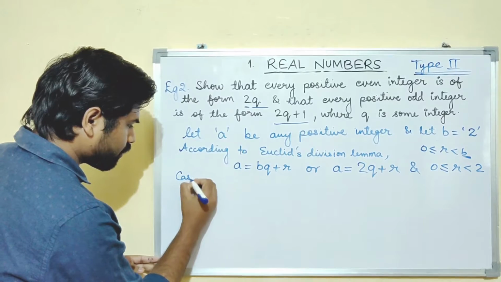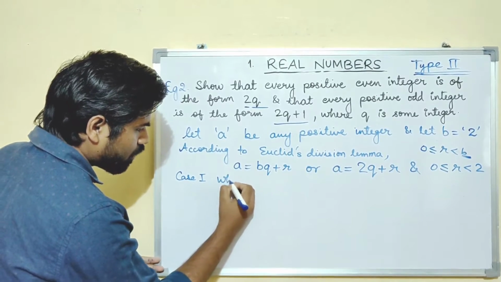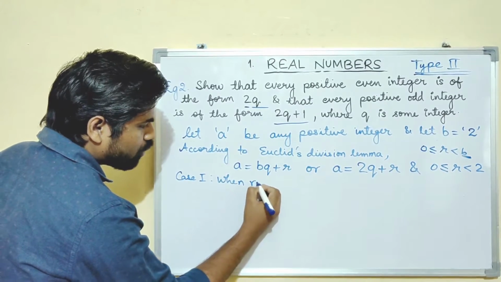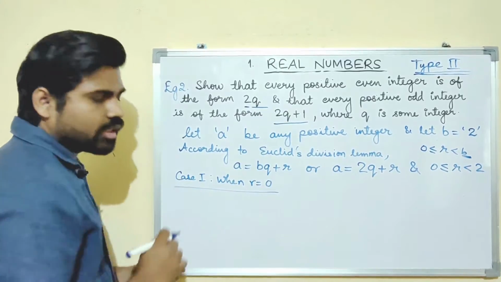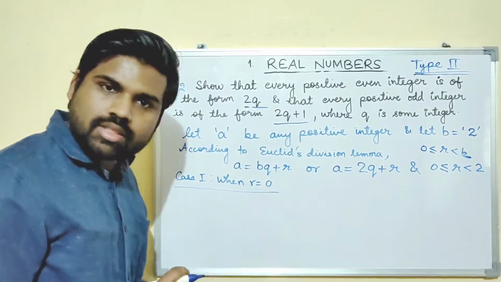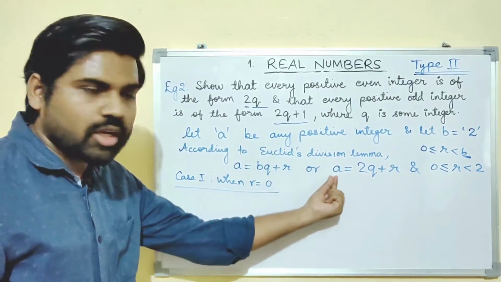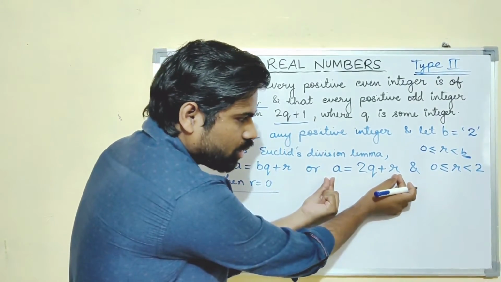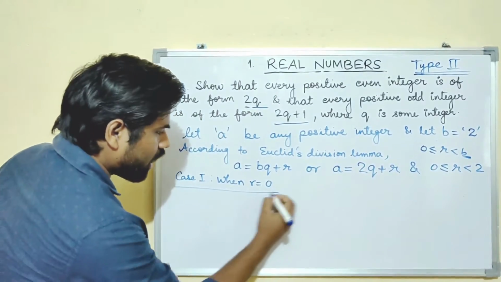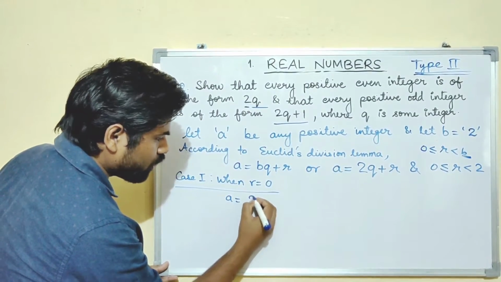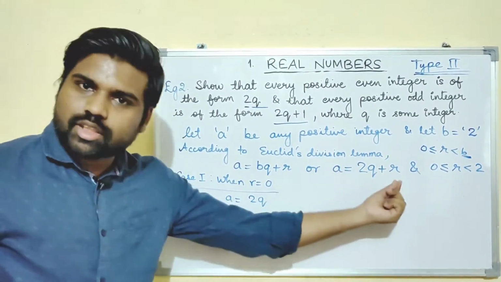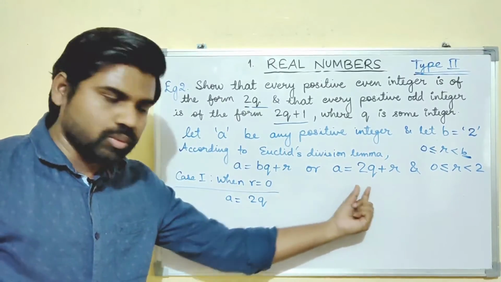Case first, when r equals 0. This is your case first, when the remainder is 0. Now what happens when r is 0? What will be the value of a? Put r equal to 0 here. You will get a equals 2q, right? R is 0, so you will get a equals 2q.